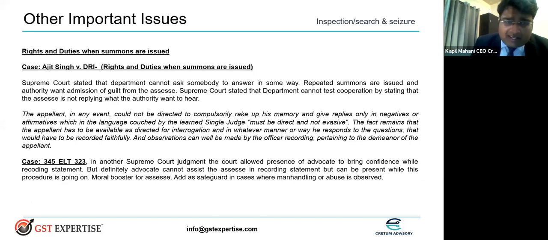This is a very important case, Ajit Singh versus DRI. The Supreme Court held that the department cannot ask you to answer in some way. What I can conclude in short is that the department cannot ask you to give a reply that is favorable to them. Repeated summons were issued and the authority wanted an admission of guilt from the assessee. The Supreme Court stated that the department cannot test cooperation by saying the assessee is not replying what the authority wants to hear. What they want to hear does not mean cooperation.